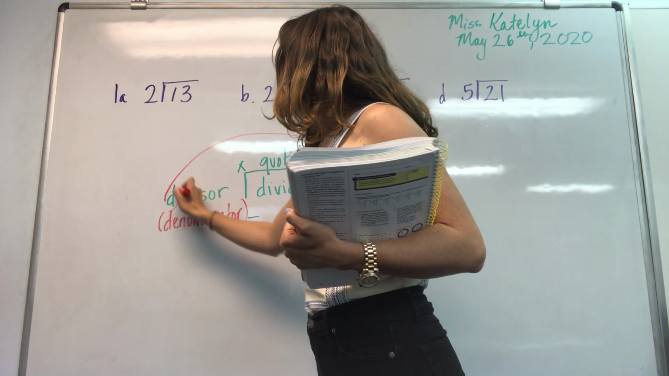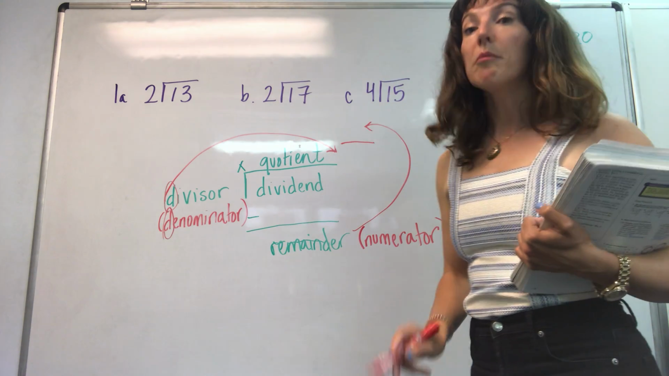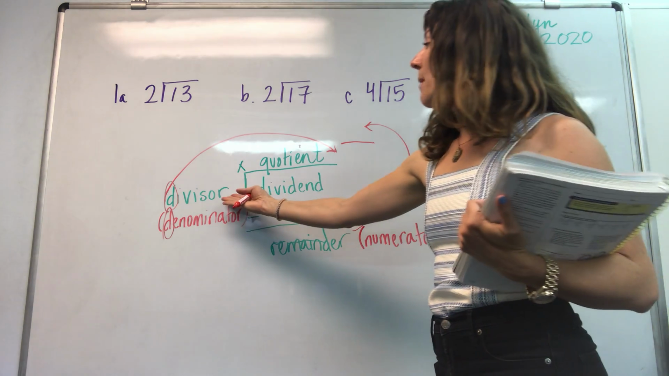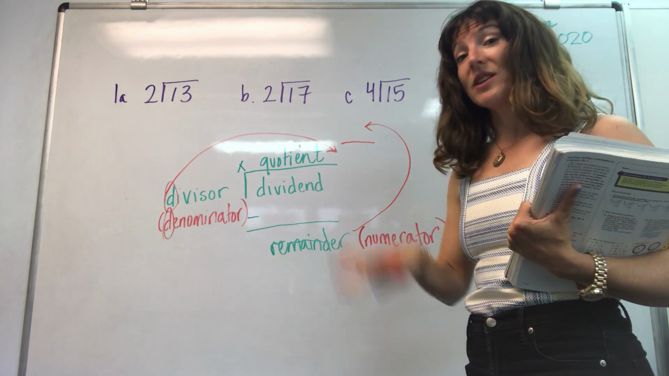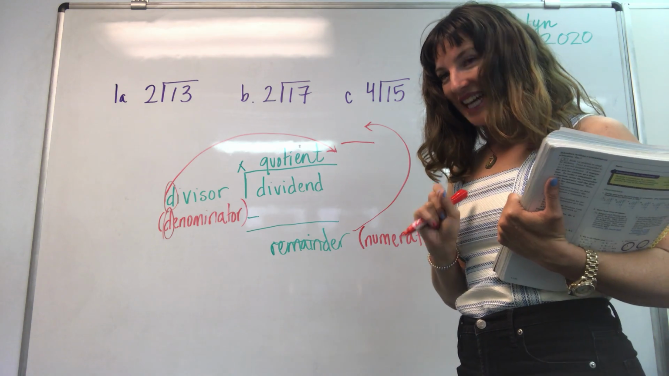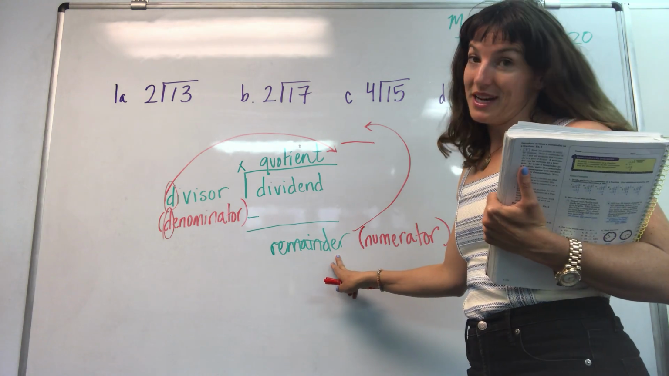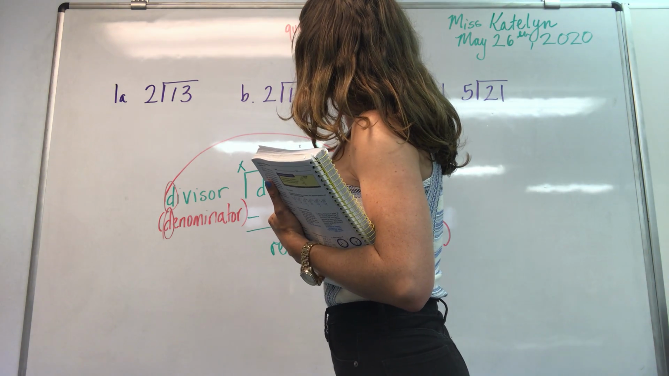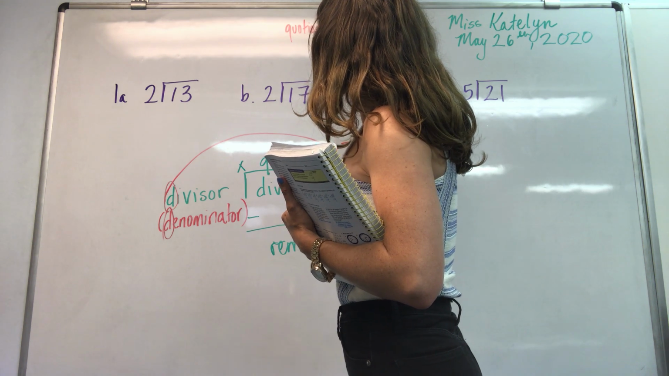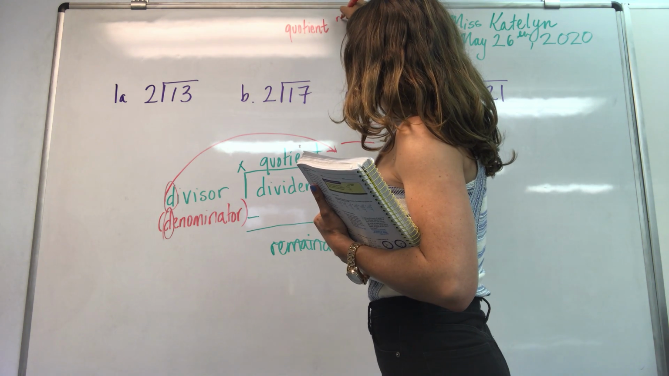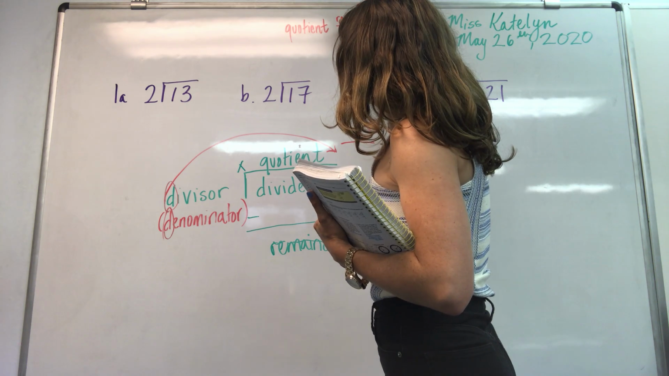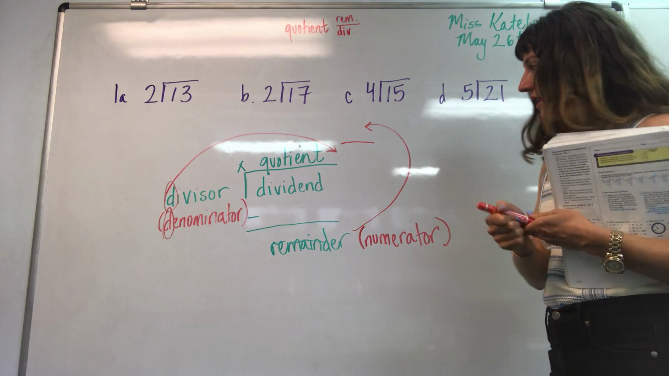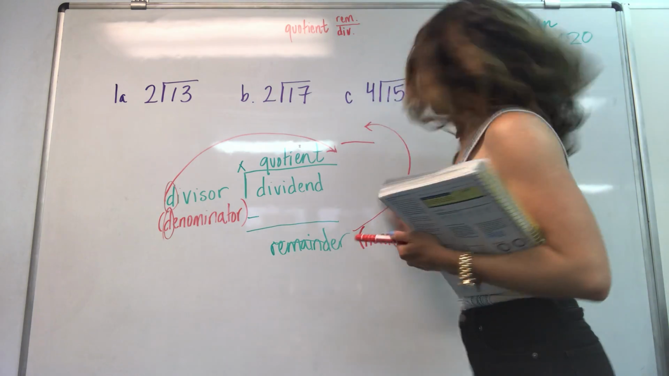Now notice that divisor and denominator both start with D. That should help you. Which number do I put on the bottom? The divisor, because divisor and denominator both start with D. What number do I put on top? My remainder. Okay, so you have quotient. I'm going to put it up here. And then your fraction, which is remainder over divisor. Okay? Now, I'm going to erase this and we're just going to put it straight into practice.